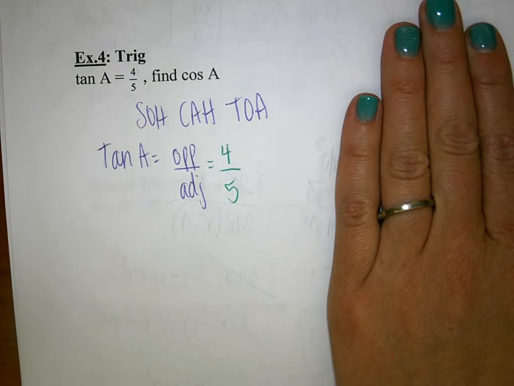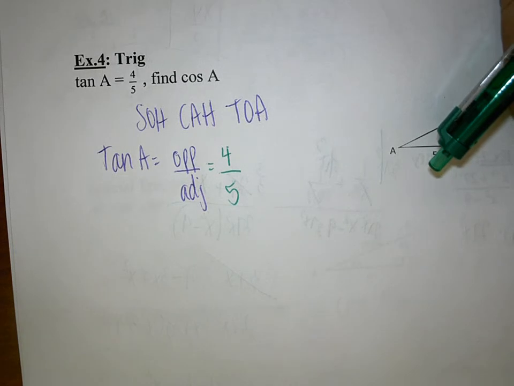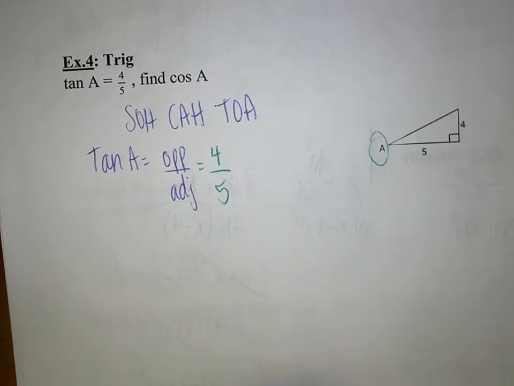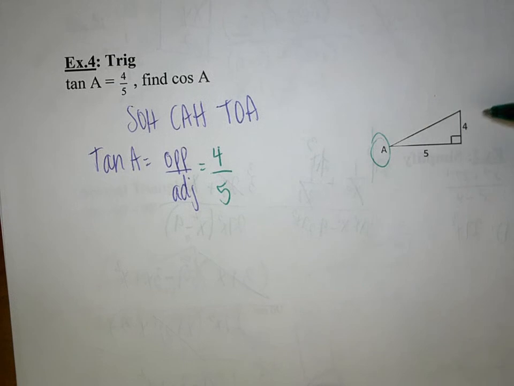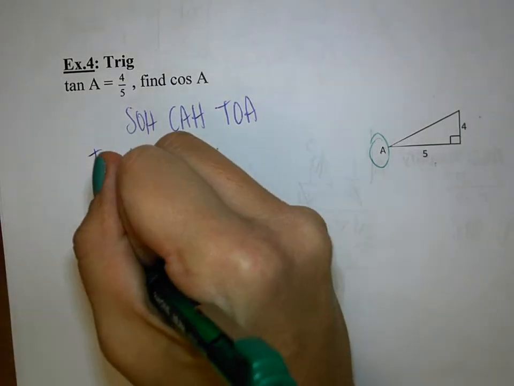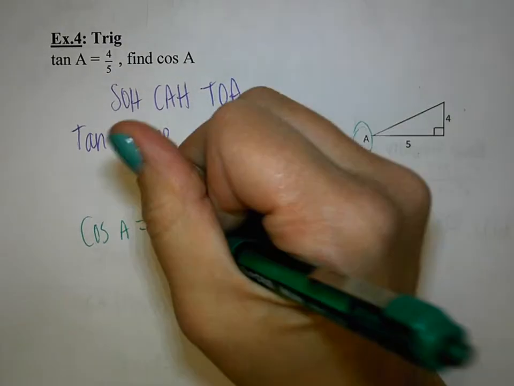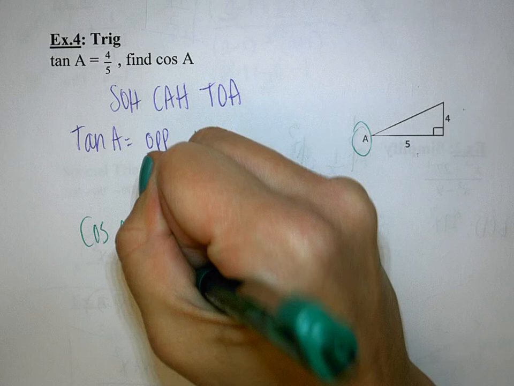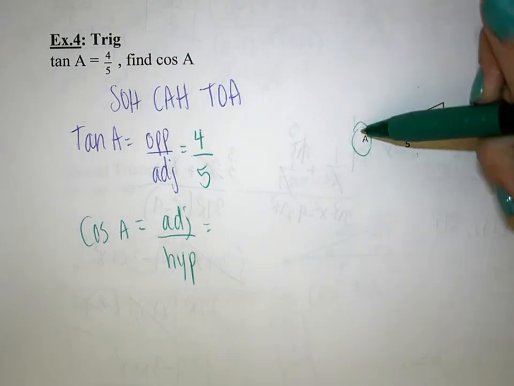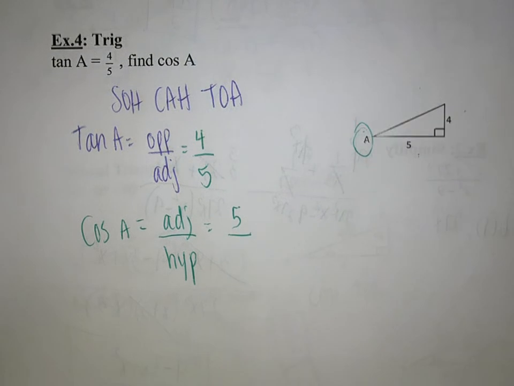So this triangle should not have been here. We should have drawn a triangle. And then you can choose any of them to be A, whatever you want. So we just chose A to be right here. So opposite from A is 4, and adjacent to A is 5. Now they want us to find cosine of A. Well, what is cosine? Adjacent over hypotenuse. Now, adjacent to A is what? 5. But I don't know the hypotenuse.